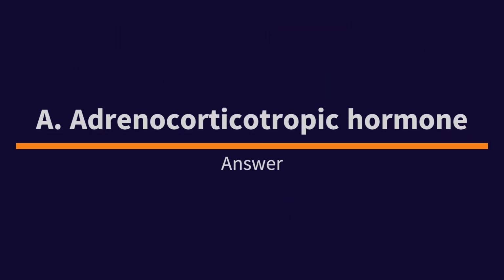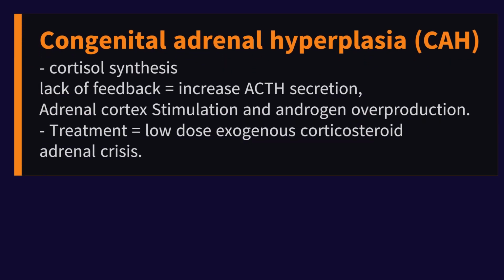Congratulations if your answer is A, which is adrenocorticotropic hormone. This question is designed with the focus to assess your ability to apply pharmacotherapy. Patients with congenital adrenal hyperplasia due to 21-hydroxylase deficiency have impaired cortisol synthesis. Subsequent lack of feedback causes the hypothalamus to increase adrenocorticotropic hormone secretion by the anterior pituitary. This results in stimulation of the adrenal cortex and adrenal androgen overproduction, like dehydroepiandrosterone and androstenedione.